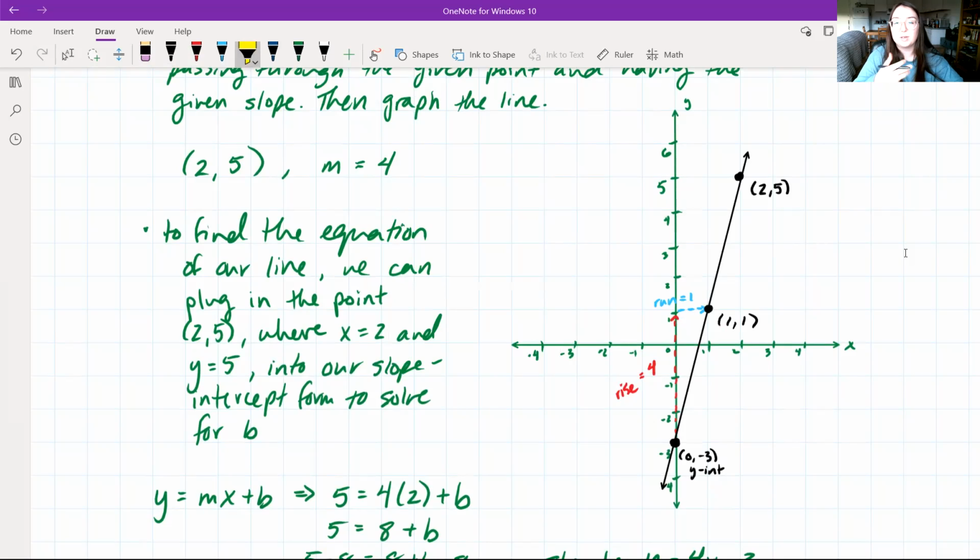And since there were 3 points, there's no real reason to check and try and find an x-intercept since we have 3 points as well. So this here is our graph of the equation of our line that we found.